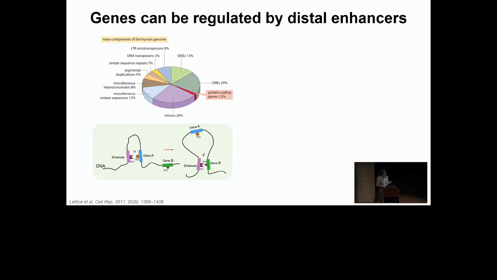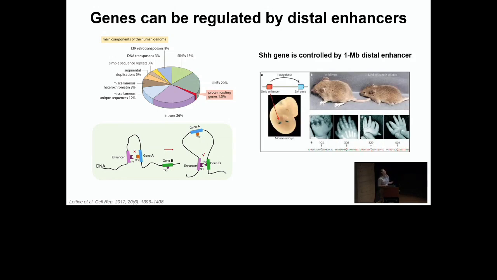For example, here we have a distal enhancer that is controlling the expression of its target gene and even skipping a gene in between. We have this really nice example from the literature about the sonic hedgehog gene that is very important for embryonic development. This gene is controlled by a 1 megabase distal enhancer. And when this is disrupted, we can see abnormal development in both mouse and human.